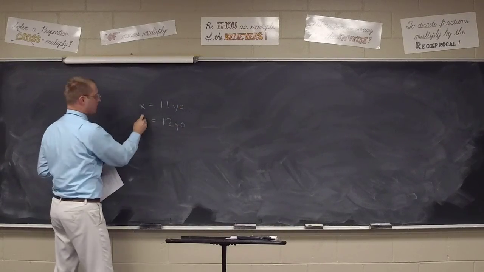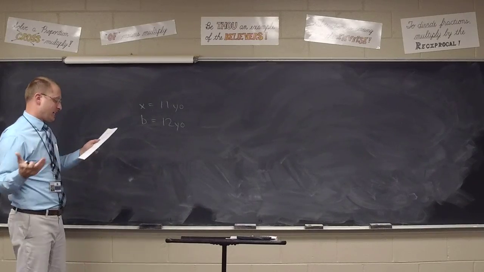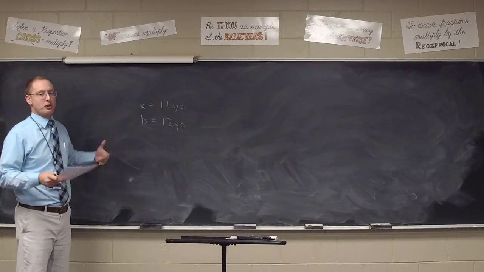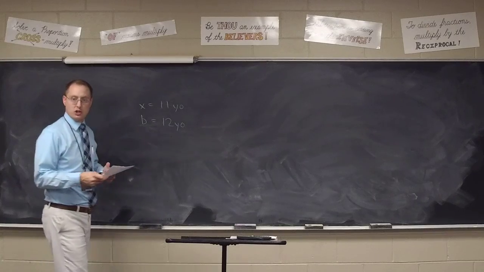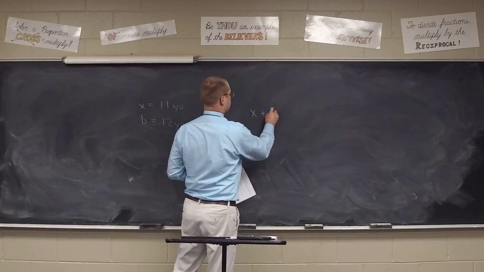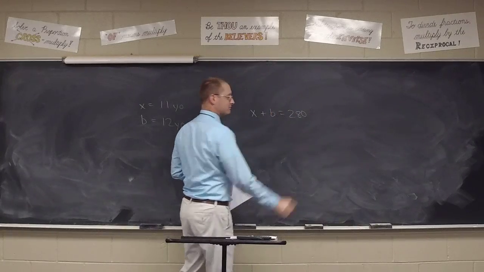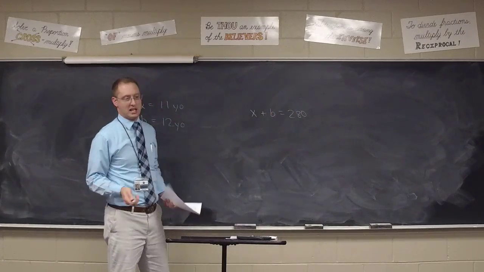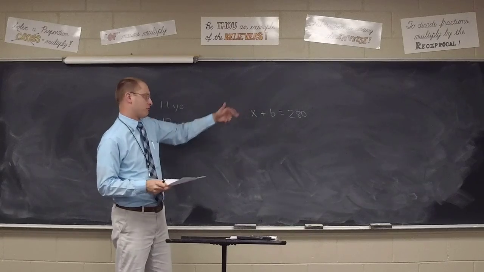All right. So we know that there's 280 kids. Some are 11, some are 12, but there's 280 total. Class, the equation should be? How about just X plus B equals 280? Right? 280 kids. Some of them 11, some of them 12, 280 kids.